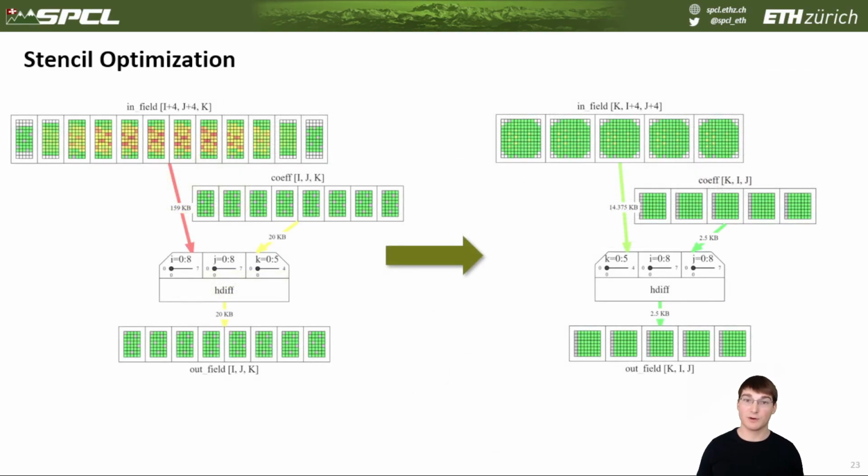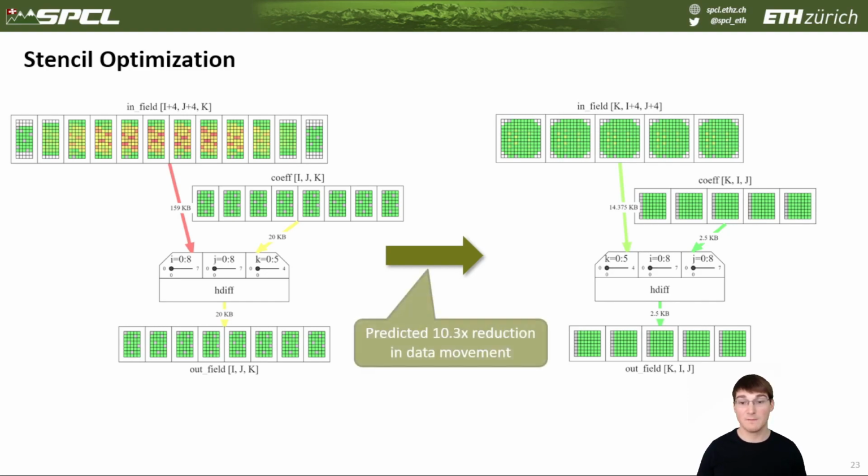And if we look at it before and after, using the overlays showing the number of cache misses and the amount of physical data movement, we can see that indeed in the unoptimized version on the left side, we have a much higher amount of cache misses and a much larger amount of data movement. And with the optimizations, this simulation predicts about a 10.3 times reduction in the amount of data movement.